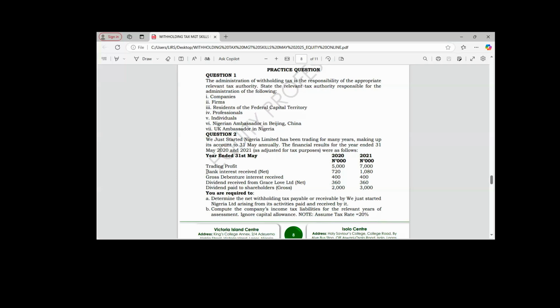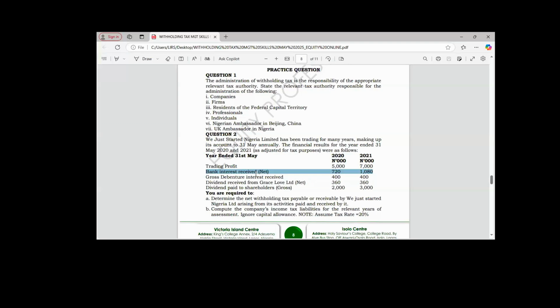So I now want to ask you, what category of withholding tax is this information going to give rise to? Is it withholding tax payable or receivable? Receivable. Yes, thank you.